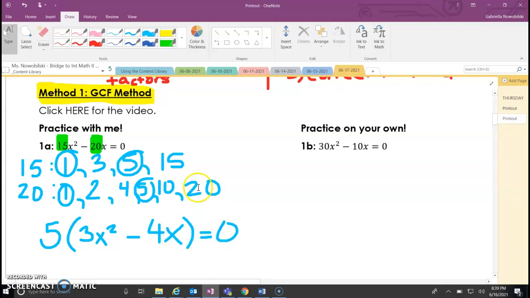So again, all I did was pull out a 5 out in front. And if I went back and multiplied again, 5 times 3 would get you back to 15. 5 times negative 4 would get you to negative 20. Exactly what we started with.